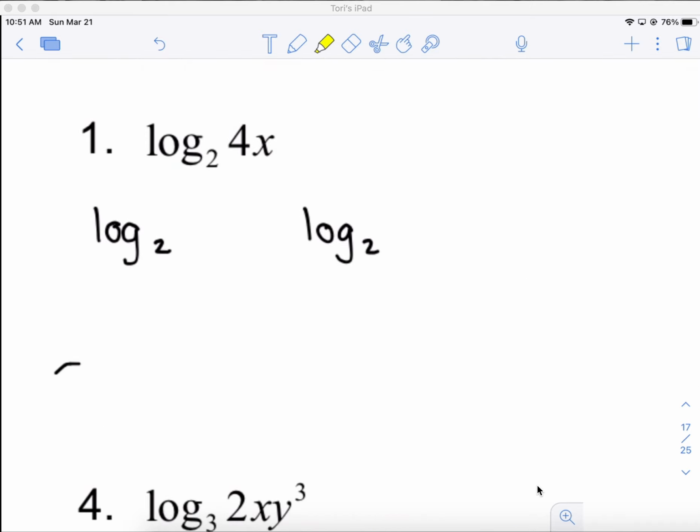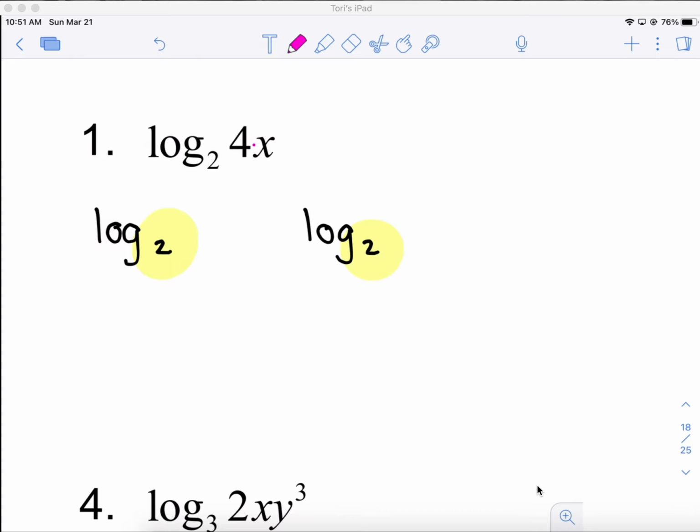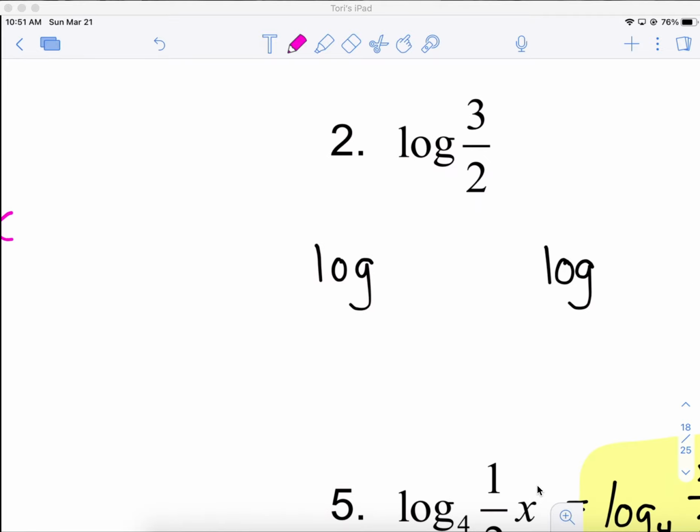All right, so if I look at problem number 1, I'm keeping the base the same. So I'm keeping log 2, but now I'm going to take this 4 and the x, they're multiplying, put a dot in there. So I'm going to do log base 2 of 4 and log base 2 of x, and I'm going to add those two things together. That's it. I just separate the multiplication into an adding problem. And that's it. That's the end of the problem. Okay? Let's look at number 2.